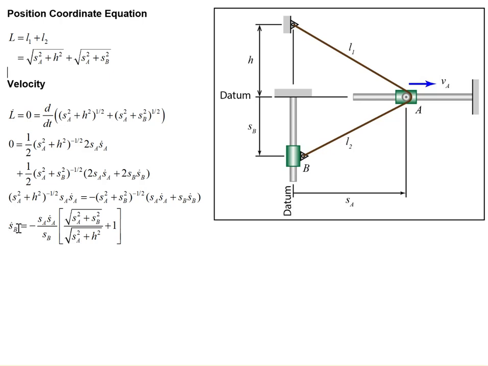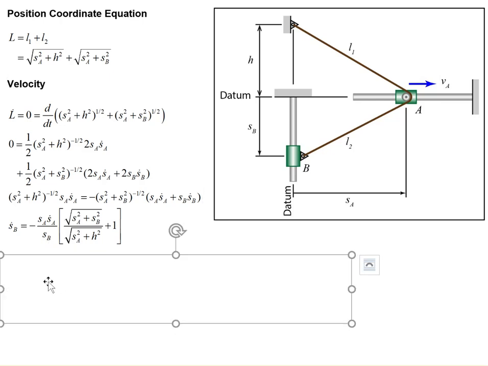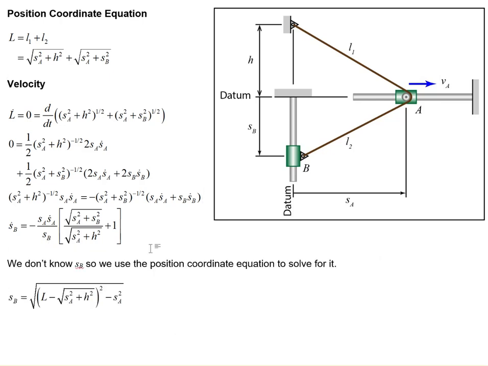speed of B. But you notice that the speed of B, we want in terms of the position of A, the velocity of A, and h, but we don't know the position of B. All right, so we need to solve for that. And if we go back to the length equation, we can just rearrange and solve for the position of B in terms of the things that we know. All right, and then we just plug that back into there.